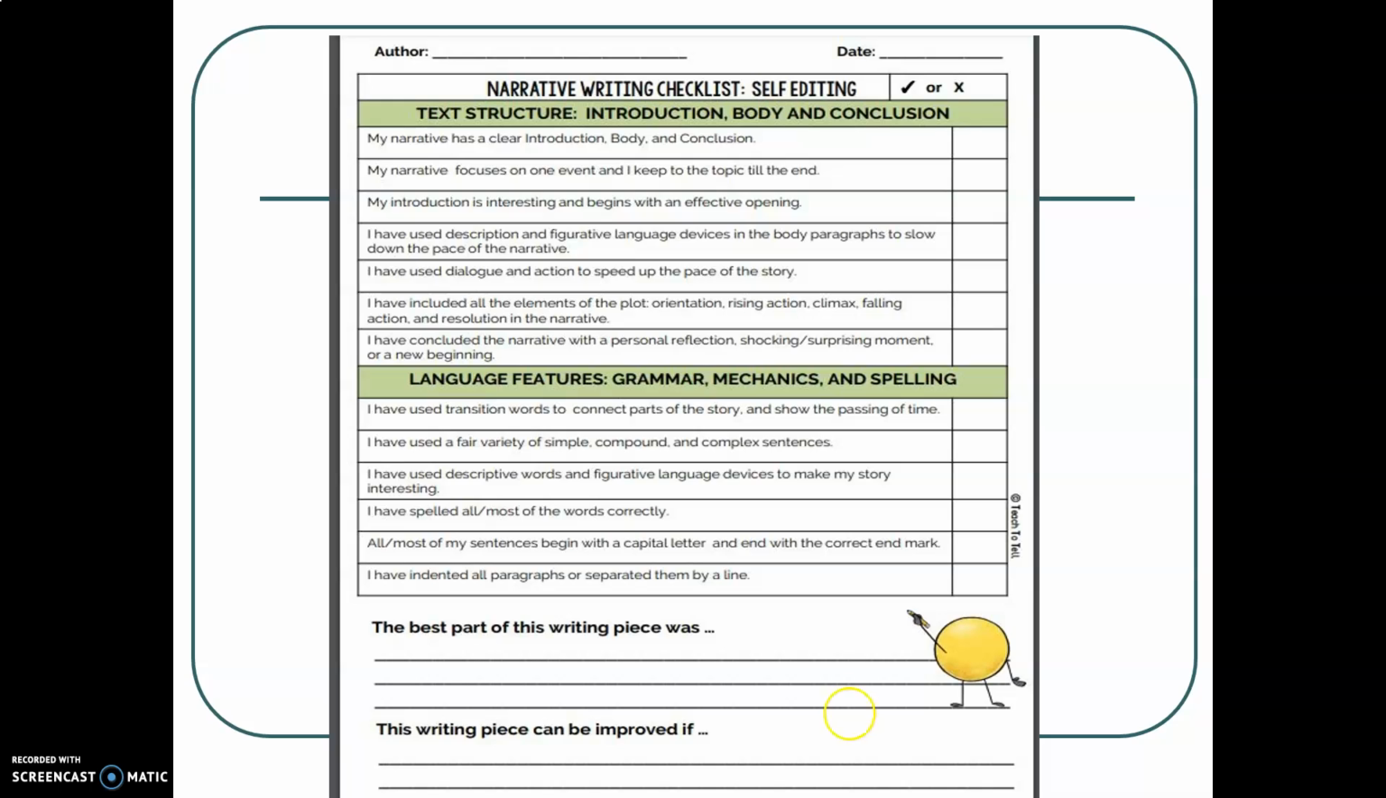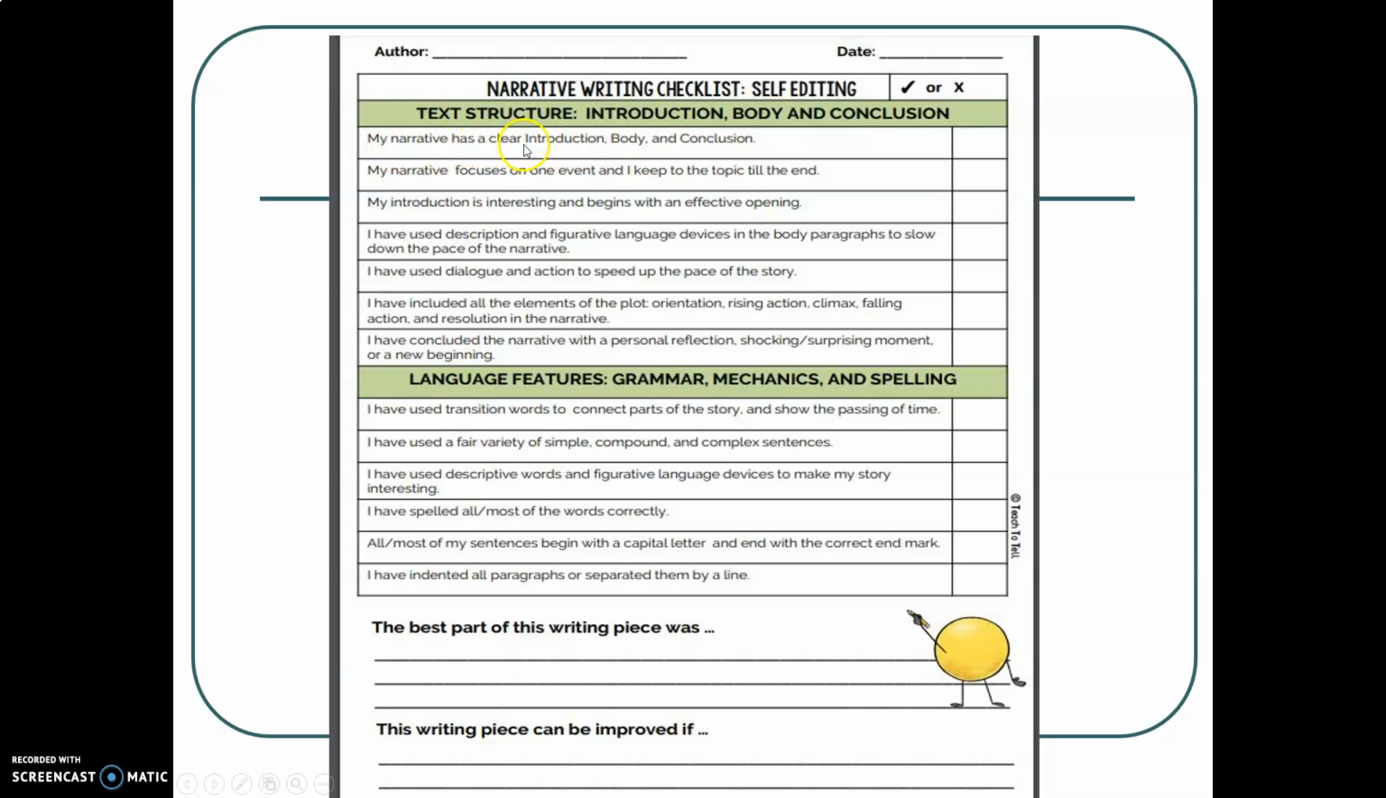Okay? So now that we have our rough draft written and we've included the figurative language, and it's well organized with our elements of plot, now we're going to take a look back and do some self-editing. So we'll take a look at this editing checklist. If we've done these things, then we'll think, okay, great. If not, we're going to make sure that we look back into our writing and make the changes necessary.